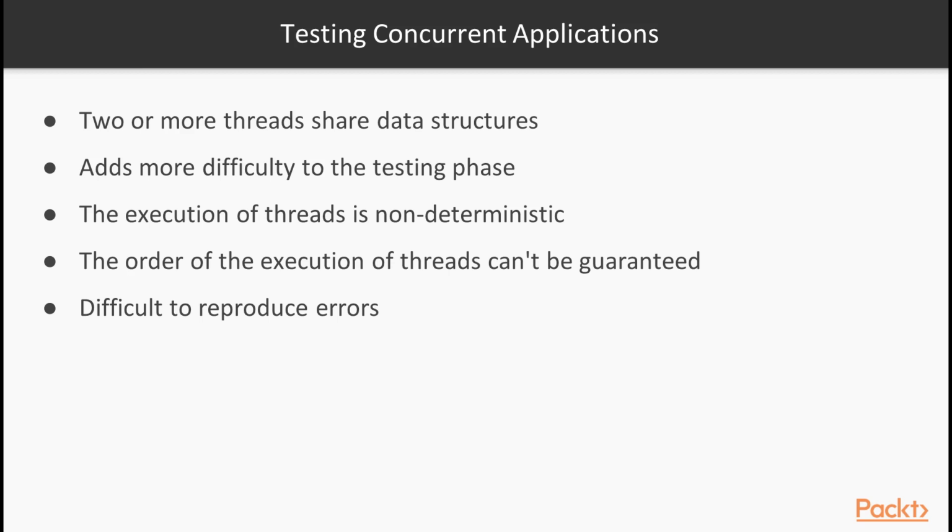The biggest problem you will face when you test concurrent applications is that the execution of threads is non-deterministic. You can't guarantee the order of the execution of threads, so it's difficult to reproduce errors.